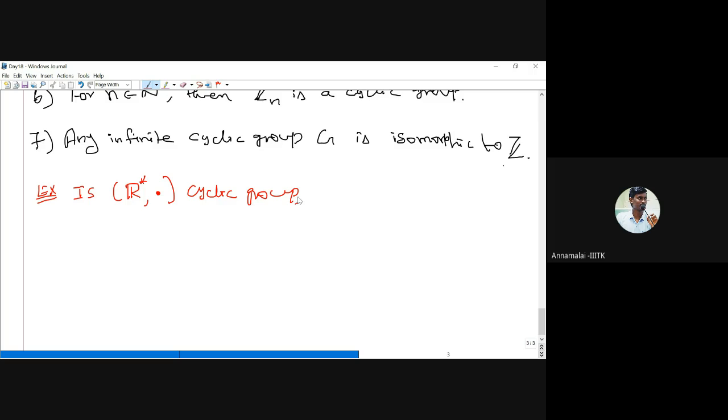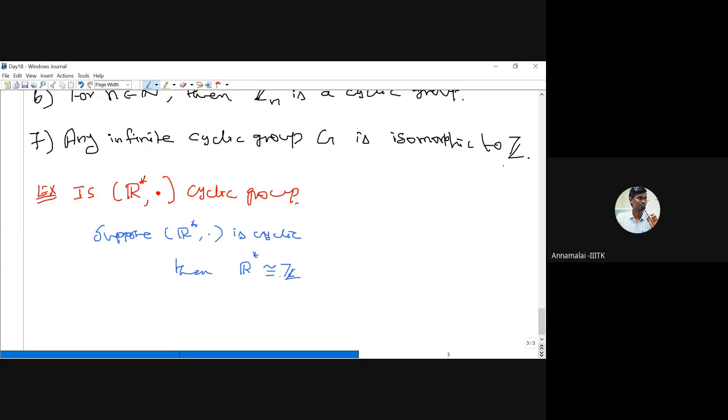R star is an uncountable set. Therefore, in particular, it's an infinite set. Suppose the group (R star, dot) is cyclic. Then R star should be isomorphic to Z, because R star is an infinite set and here we assume that it's cyclic. Any infinite cyclic group is isomorphic to Z. Therefore, R star is isomorphic to Z.